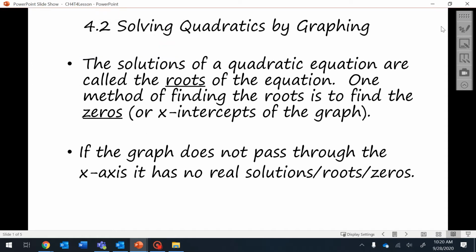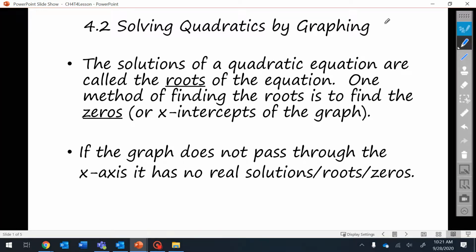Hi, today we're going to be looking at solving quadratics by graphing. This is going to be chapter 4, topic 4 on Canvas. The solutions of a quadratic equation are called the roots of the equation.